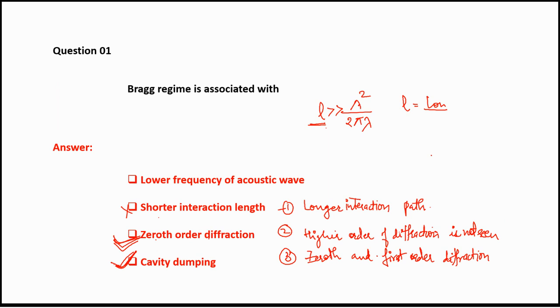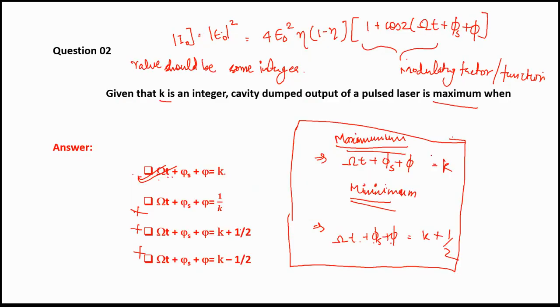For the first question, the answers were zeroth order diffraction and cavity dumping, because the longer interaction path is needed, so this option is ruled out. Why? Because we need a longer interaction path and not a shorter one. And the lower frequency of the acoustic wave is also not the correct option. Then talking about cavity dumping, from the equation we could derive the relation for the maximum value: omega t plus phi s plus phi should be equal to some integer. That was the answer to the second question. The rest of the options are incorrect.